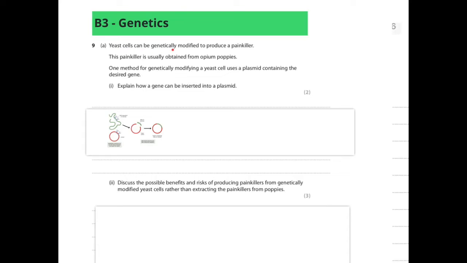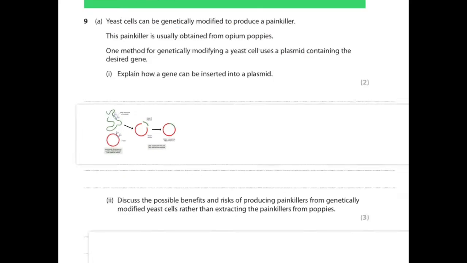Yeast cells can be genetically modified to produce a painkiller. This painkiller is usually obtained from opium poppies. One method for genetically modifying a yeast cell uses a plasmid containing the desired gene. Explain how a gene can be inserted into a plasmid.